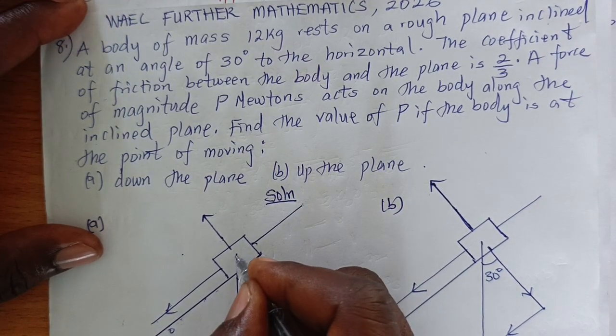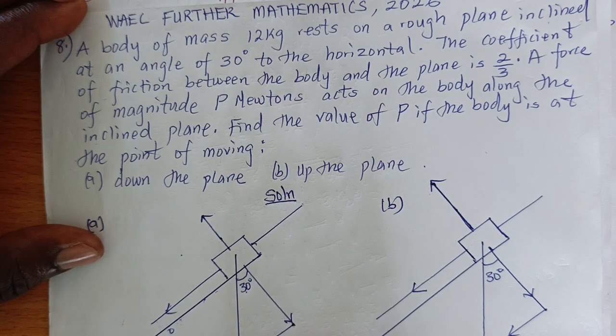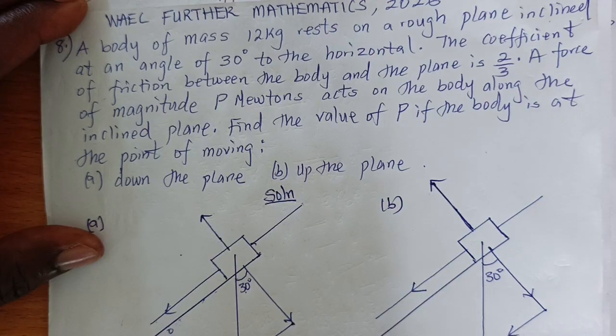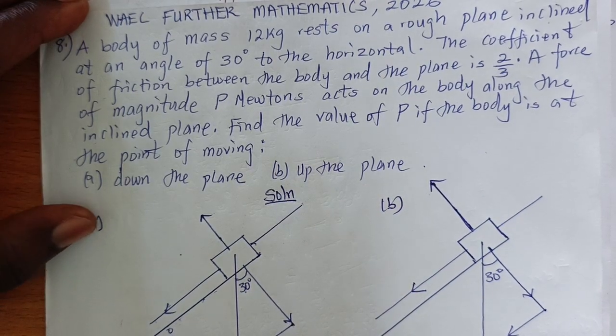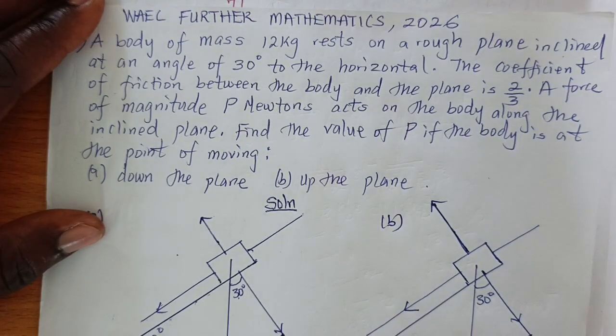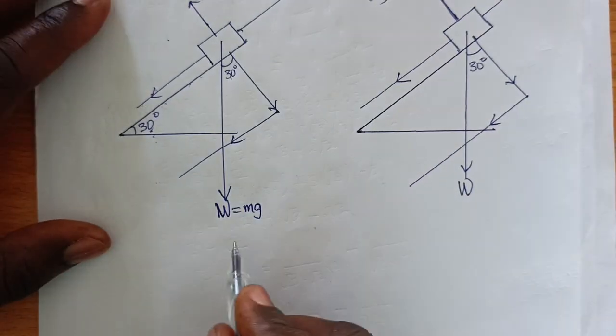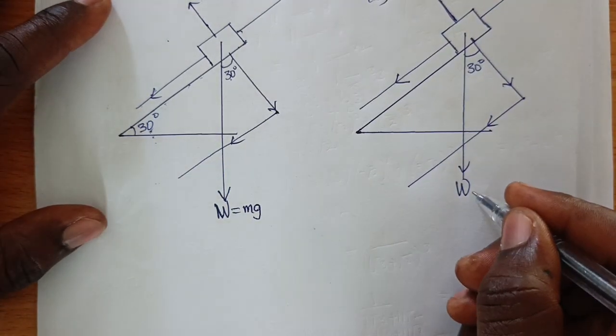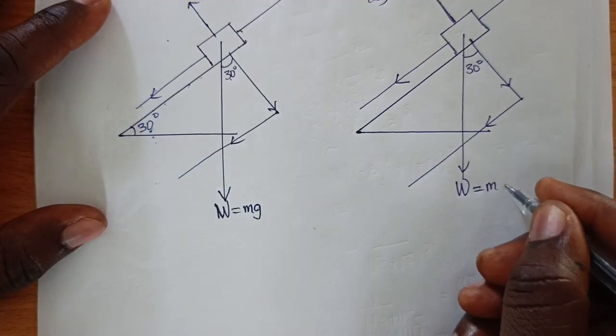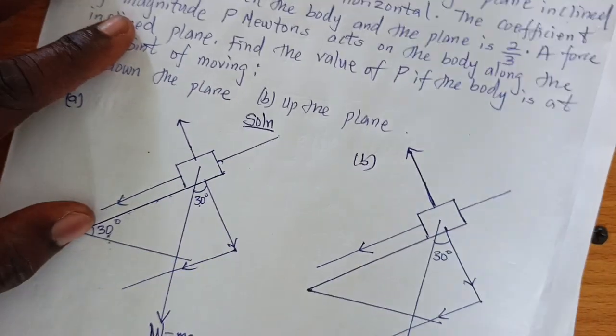Since the weight of the body will be acting vertically downward, this is the weight, and weight is mass multiplied by the acceleration due to gravity, which is mg. The same thing applies here. We have W, that is weight, equals mg. Also here, weight equals mass multiplied by acceleration due to gravity.